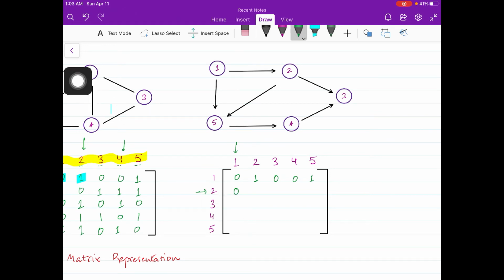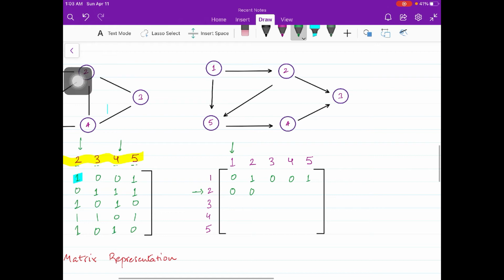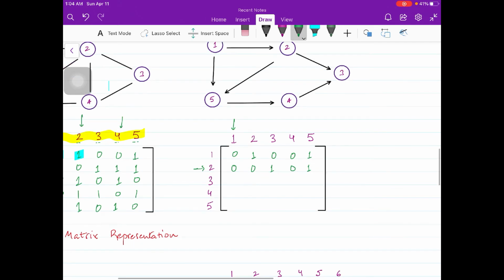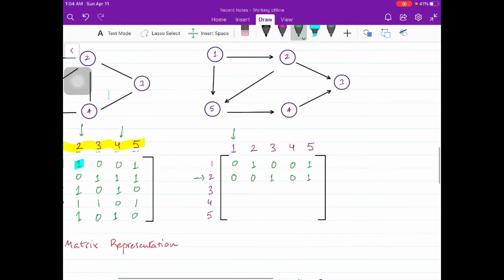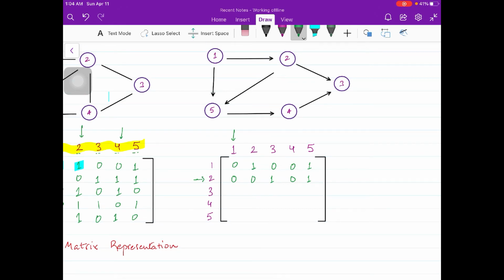From 2 to 2, 0. Again you can take that trick. Now from 2, just see to which nodes edges are emanating from 2. So I think it's 3 and 5. So for 3 and 5 we'll put 1 and the rest 0. Now I'll pause a bit, try to complete it by yourself, and then I will share the solution with you.